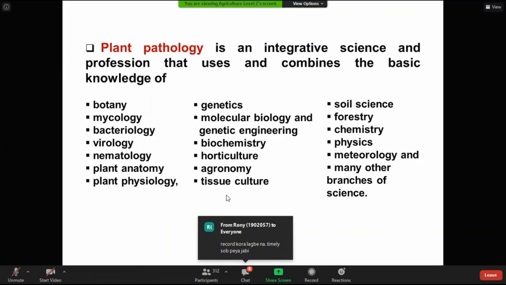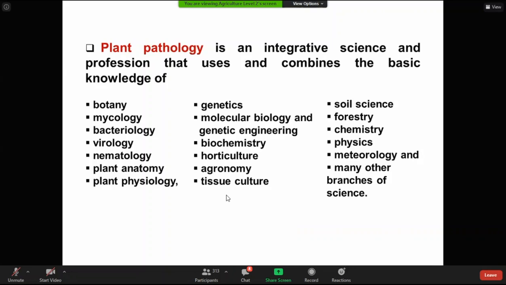If I want to summarize, the subject basically deals with the study of the organism and the mechanism and the methods of controlling or managing the disease to reduce the damage. In other words, it's the integrative science and profession that require knowledge from different disciplines of science.